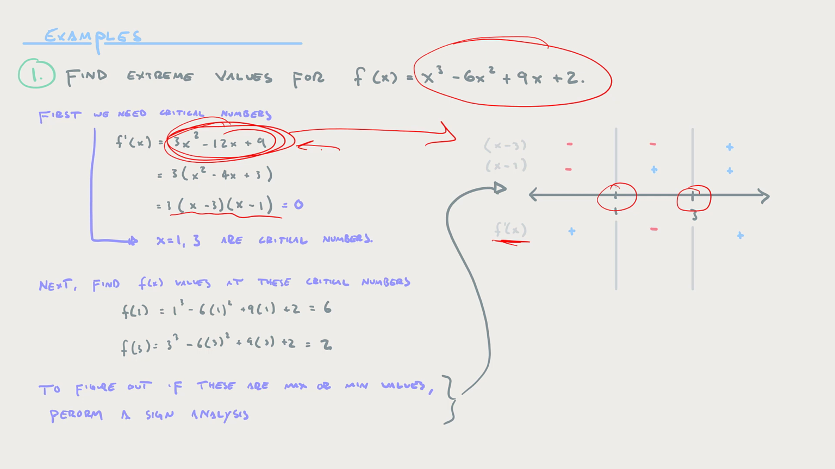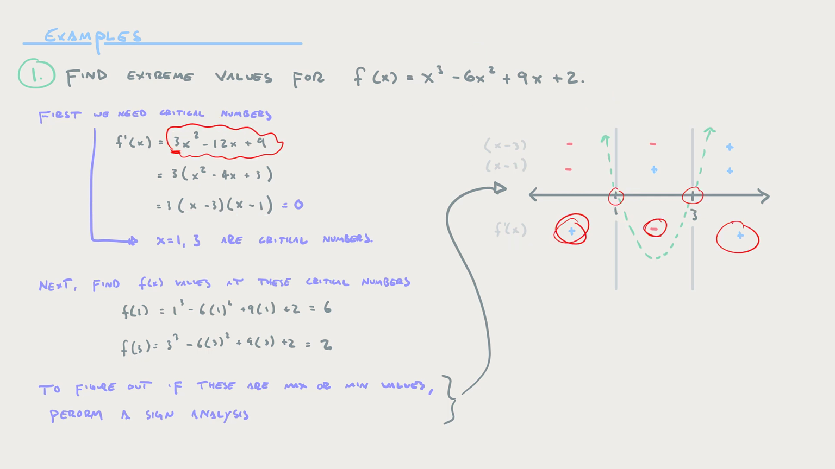So during my sign analysis, I figured out that f prime is positive from negative infinity to 1, then it changes to being negative on the interval 1 to 3, and then it changes again to being positive on the interval 3 to positive infinity, which means that there are some maximum and minimum values happening. The slope is changing from positive to negative. Then the slope is changing from negative to positive.